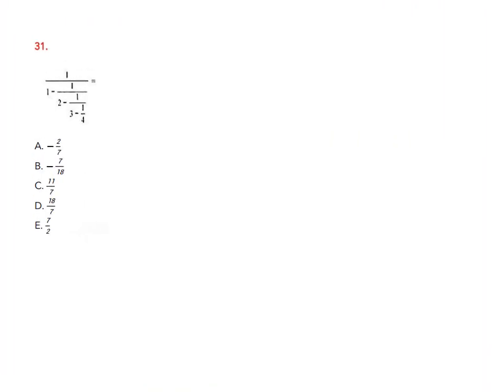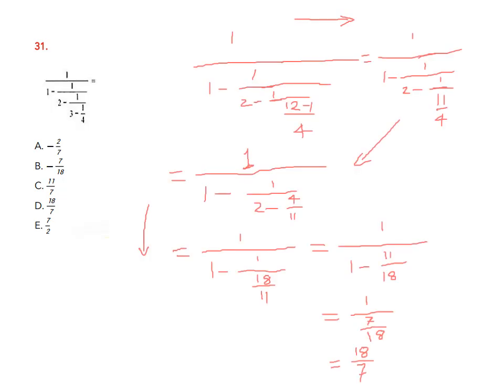We have a fraction. We will use the bottom-up approach in this case. First, we will solve 3 minus 1 by 4. Then we will solve the 2 minus the result we get from the 3 minus 1 by 4. And in this way, we will solve the whole fraction. So the process is shown in the slide for you.